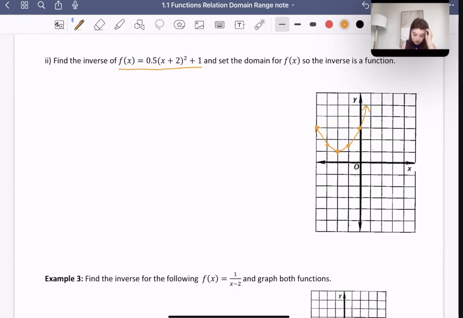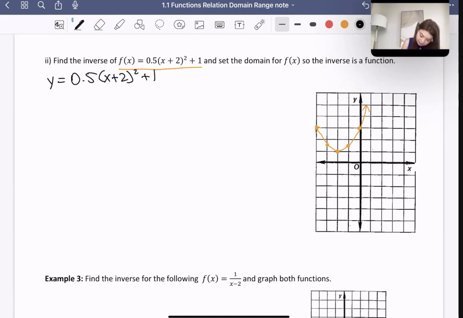Okay. So now it's asking us to set the domain of f of x so the inverse is a function. So let's first find the inverse itself, and then we're going to set the domain at the very end of f of x originally so that we end up with a function. Because naturally, we're not going to end up with a function by taking the inverse of this.